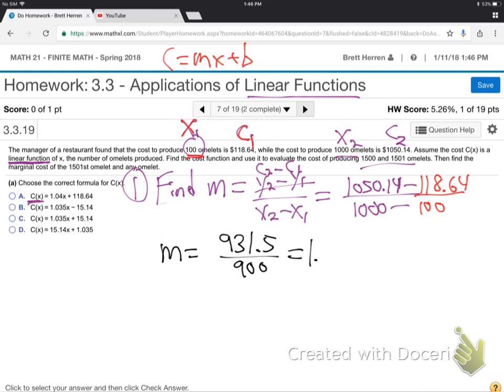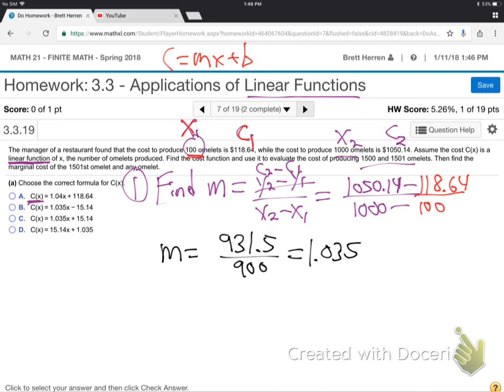So if you divide those, you get 1.035. If you divide them and they come out super ugly, like a decimal that goes on forever, then I would just leave it as a fraction. It'd be easier that way. But if it's clean, then yeah, we'll just divide it and use that number. Just do whatever's easier. Okay, so that's step one.